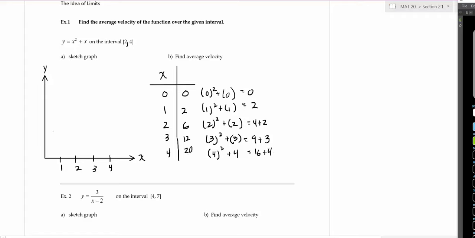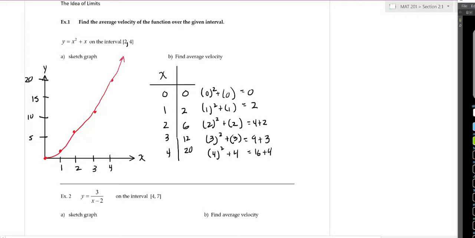So let's go ahead and scale this kind of like this. That's 10, let's say that's 20. Maybe scaling that by 5s, like that. And then we'll go through and just plot our points. So we have a point (0, 0). We have a point (1, 2). We have a point (2, 6). (3, 12). And (4, 20). So this is a quadratic function. So it's going to do something kind of like that.